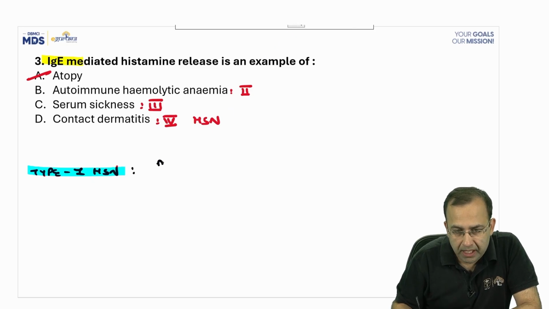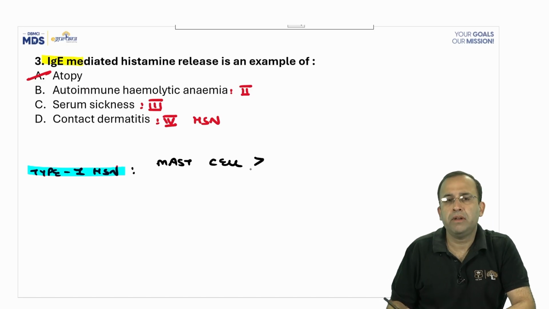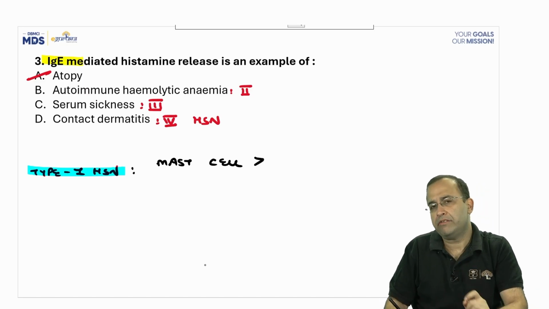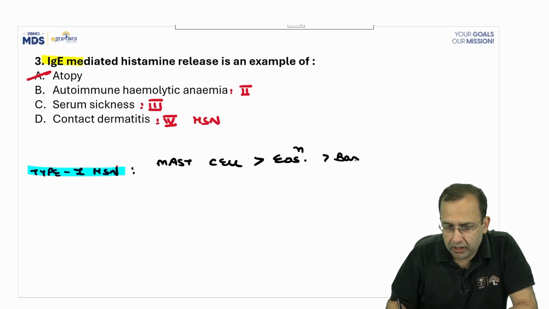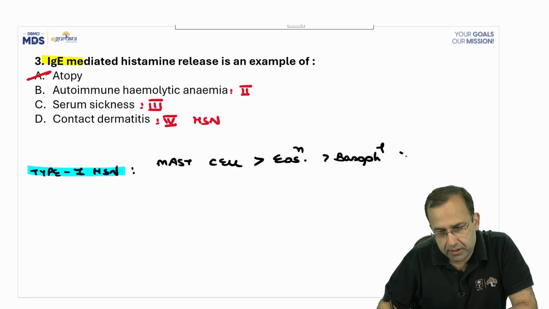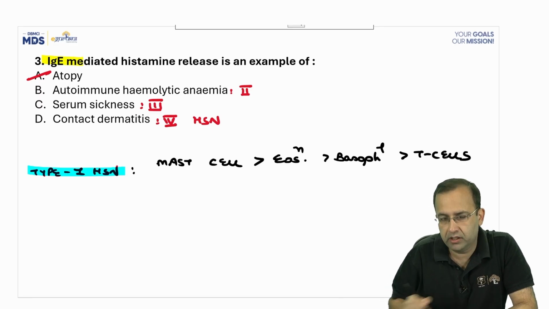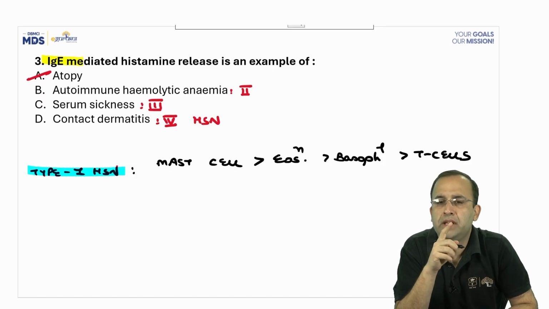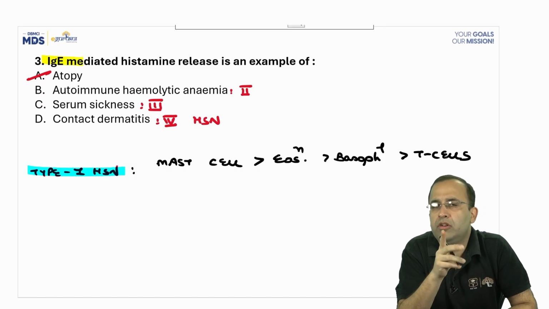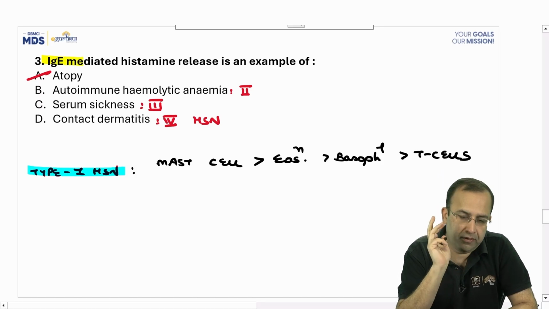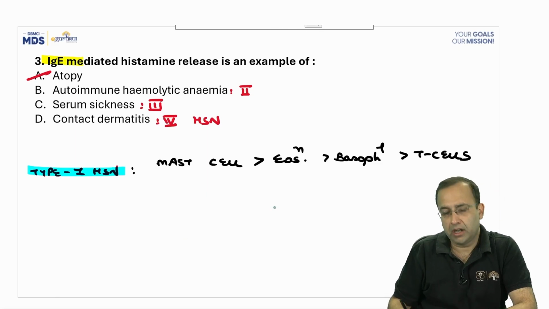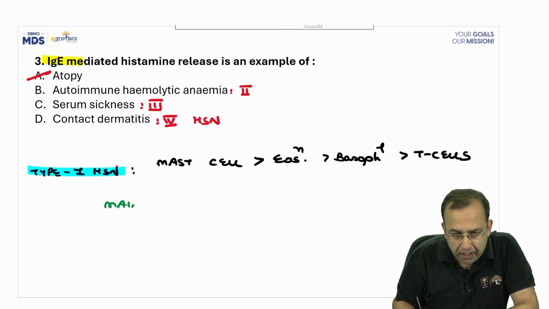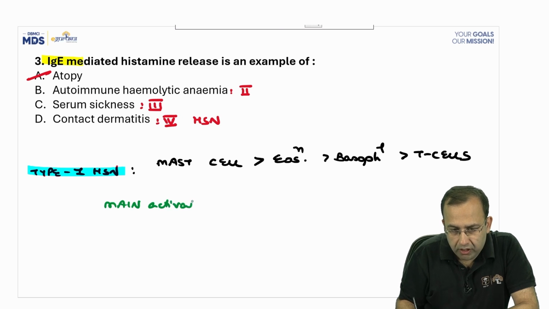The main cell associated is mast cell, followed by which WBC increases in peripheral blood? Eosinophils, followed by eosinophils, basophils, and T cells. So main cell is mast cell, followed by eosinophil, basophil, and T cell. Which is the main mediator associated? Histamine. You know that.